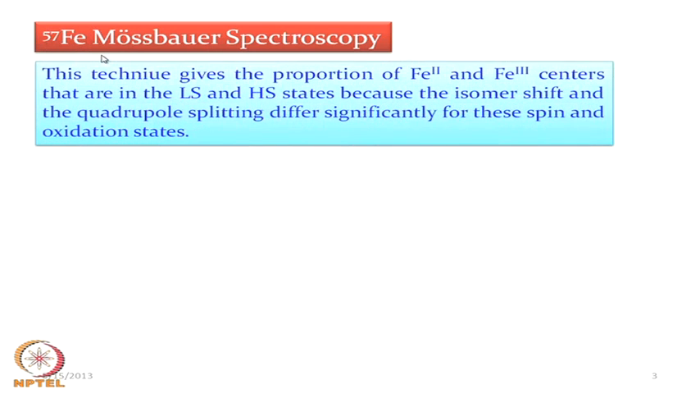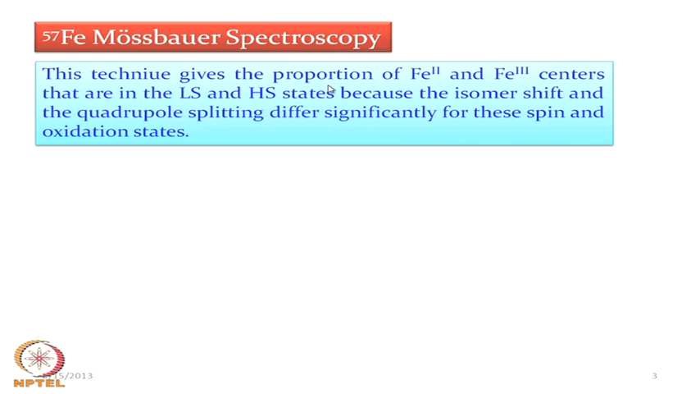So, the third technique, after the magnetic moment and X-ray, will be Mössbauer spectroscopy. Mössbauer spectroscopy is very much useful if we have an iron compound. That means, if we have iron and want to know whether that particular complex is in the low spin or the high spin state, that can be very nicely tackled using the Mössbauer spectrometer. The Mössbauer spectrometer can be utilized for the isotope of iron, 57Fe, which is Mössbauer sensitive.